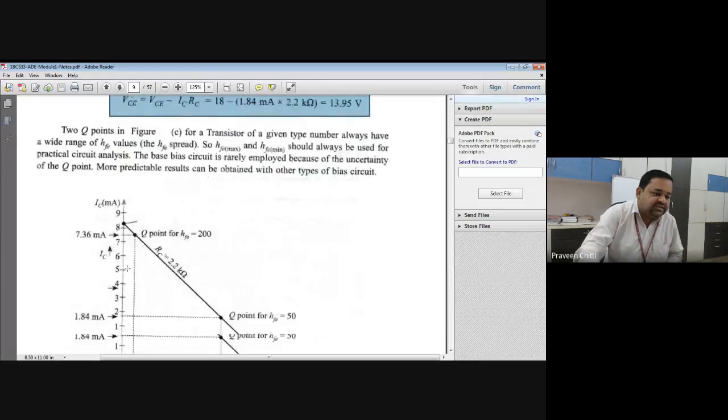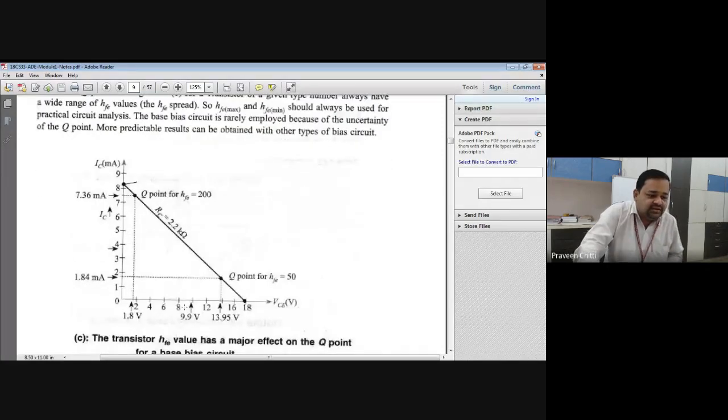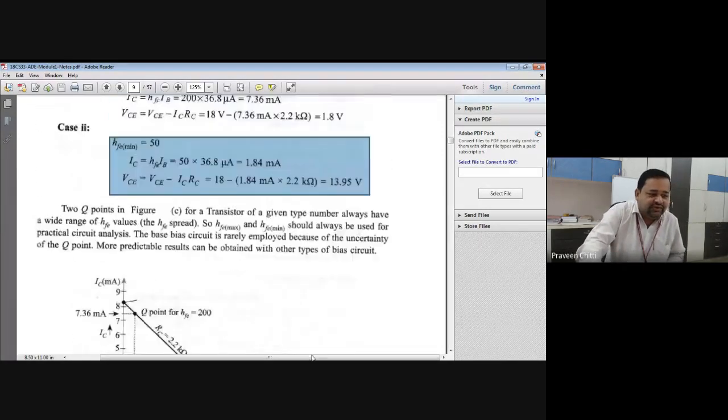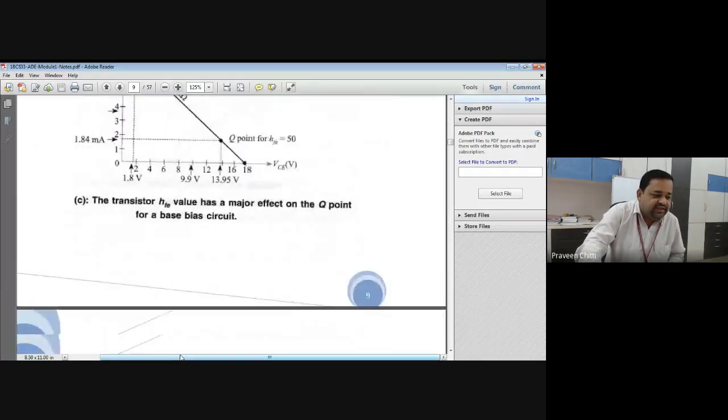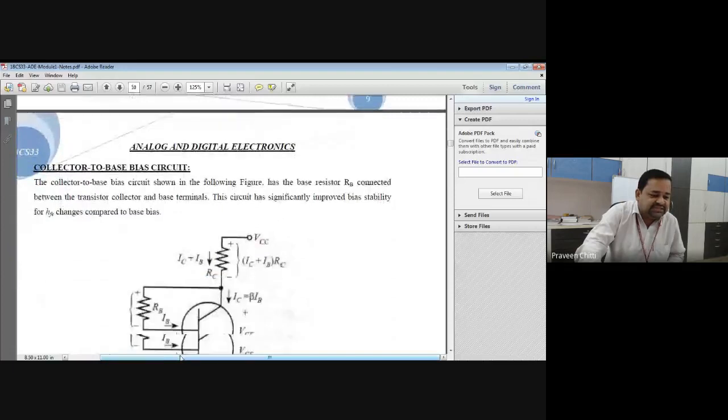Then you can draw the DC load line also. Whatever the values you have got, they can be plotted on the graph. That is about the fixed bias circuit.